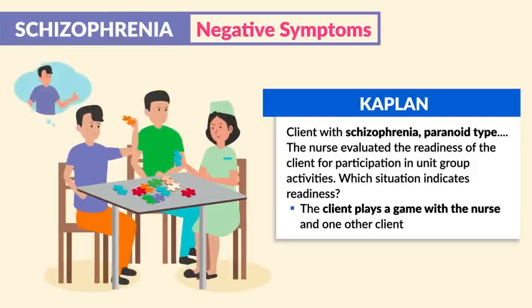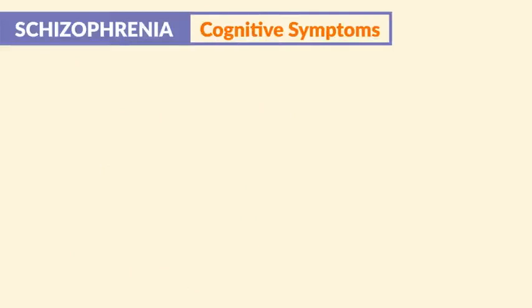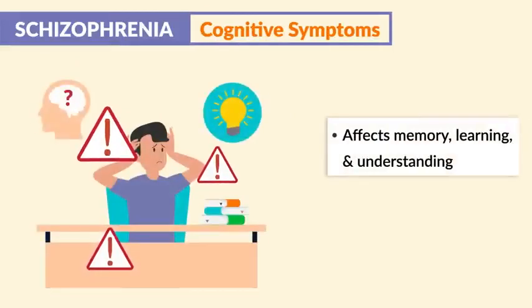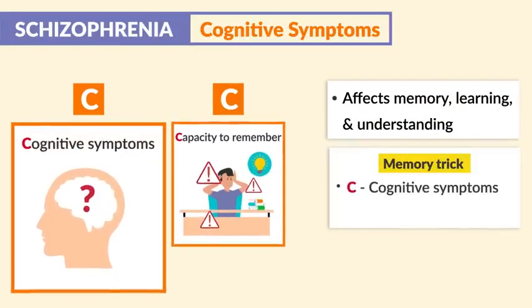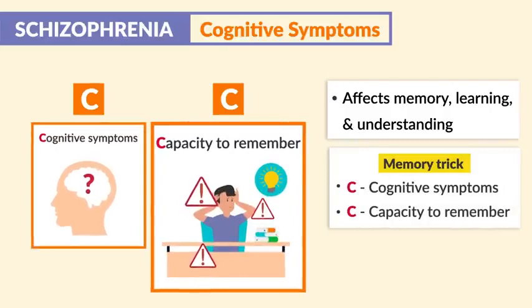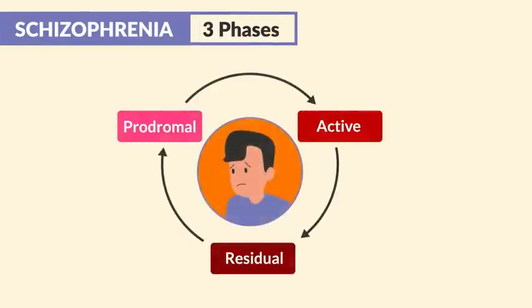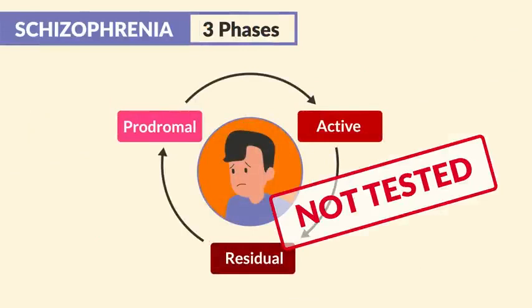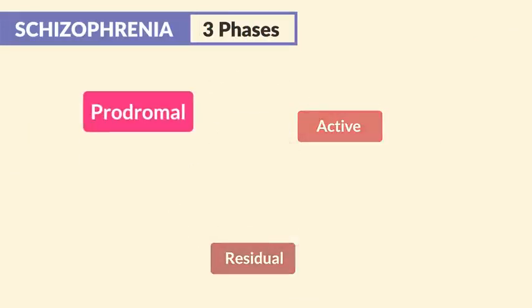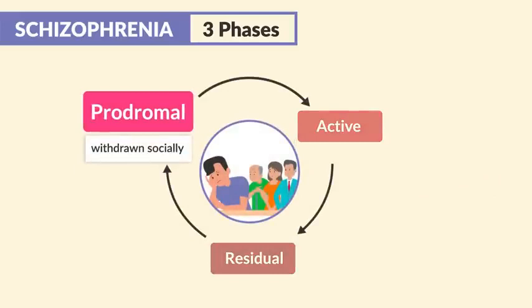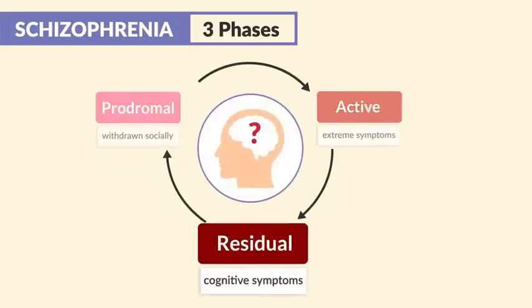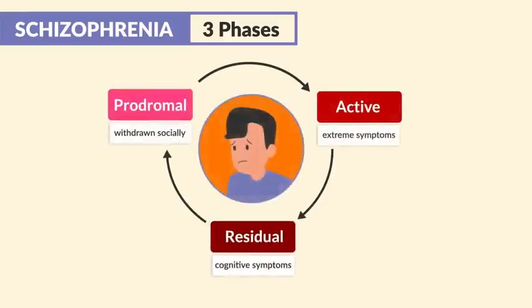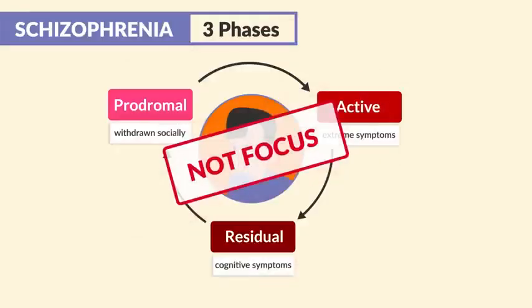Now for our last big symptom category, we have cognitive symptoms. This affects memory, learning, and understanding. So the memory trick, think of the double C's. C for cognitive symptoms, C for the capacity to remember. Now another thing that is really not tested, but we included anyways, are the 3 phases. Prodromal, we have withdrawn socially. Active, which are extreme symptoms of delusions, hallucinations, and the like. And residual, which are cognitive symptoms. But again, I wouldn't focus on this too much as it wasn't commonly tested.